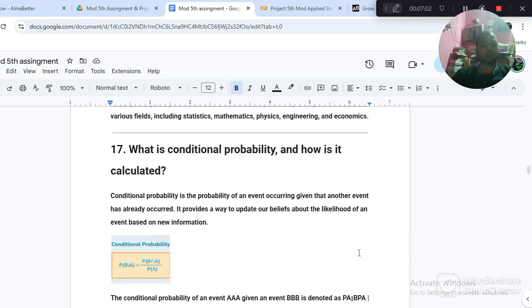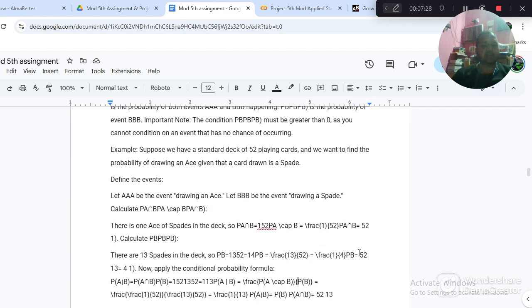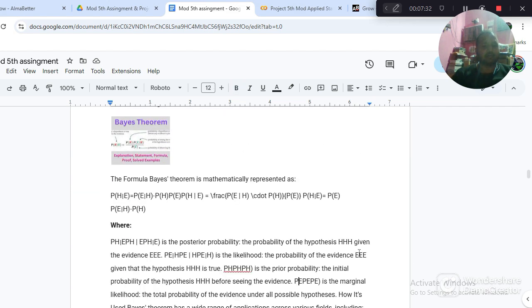Now question number 17. What is conditional probability and how is it calculated? Conditional probability is the probability of an event occurring given that another has already occurred. It provides a way to update our beliefs about the likelihood of an event based on new information. P(B|A) equals P(B ∩ A) divided by P(A). This is the simple diagram of the Bayes theorem.